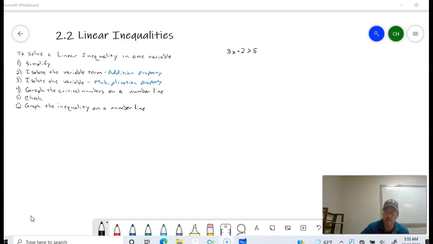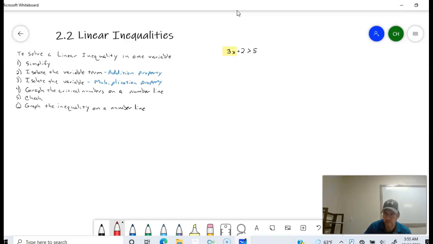So let's walk through that. I've got the inequality of 3x plus 2 is greater than 5. So I'm going to simplify both sides. There's no like terms. There's nothing I can do there. So I'm going to isolate the variable term. The variable term in this one is going to be 3x. So 3x is the term that has the variable in it. I'm going to try to isolate it. I'm going to do that by using the addition property of inequality.